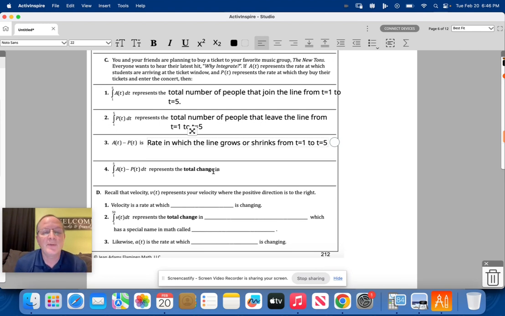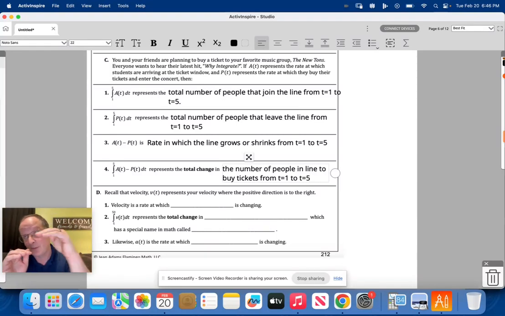If you subtract them and integrate from 1 to 5, that's the total change in the number of people in the line. If I have all the people joining and subtract out all the people leaving, this is the total change in the number of people in line to buy tickets from t equals 1 to t equals 5. That takes care of C. They love this kind of question, where people are joining a line, people are leaving a line, water's flowing in, water's flowing out. These show up all the time on the AP exam.